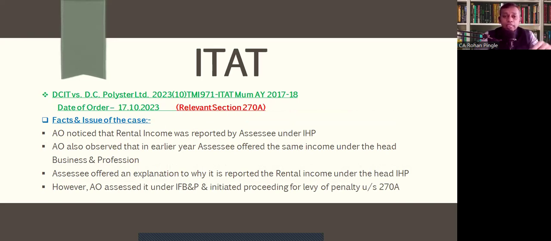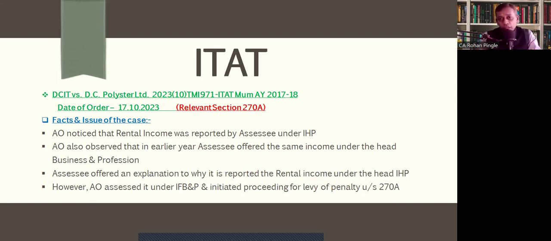Third case, DCIT versus DC Polyester Limited 2023, ITAT Mumbai AY 2017-18. Date of order 17 October 2023. And relevant section is Section 270A of Income Tax Act 1961. Let's understand the facts and issue of the case. AO noticed that rental income was reported by assessee under HP, that is, income from house property. AO also observed that in earlier year, assessee offered the same income under the head business and profession.